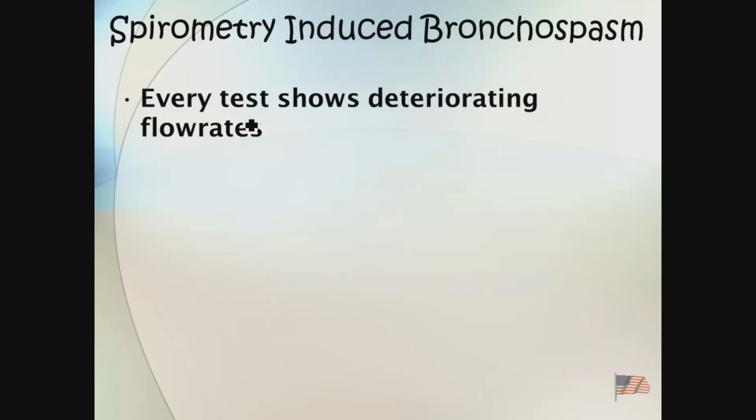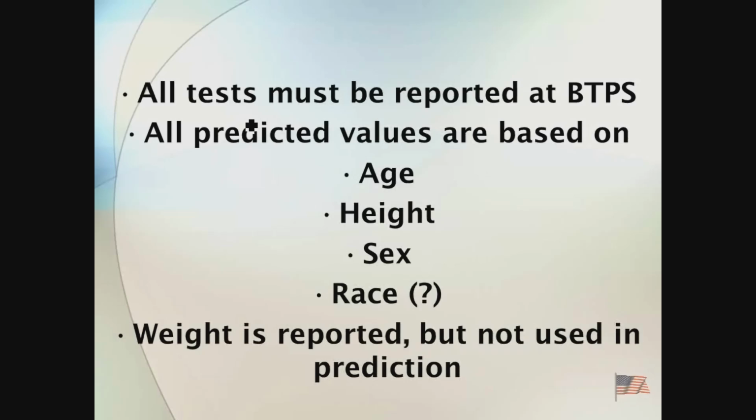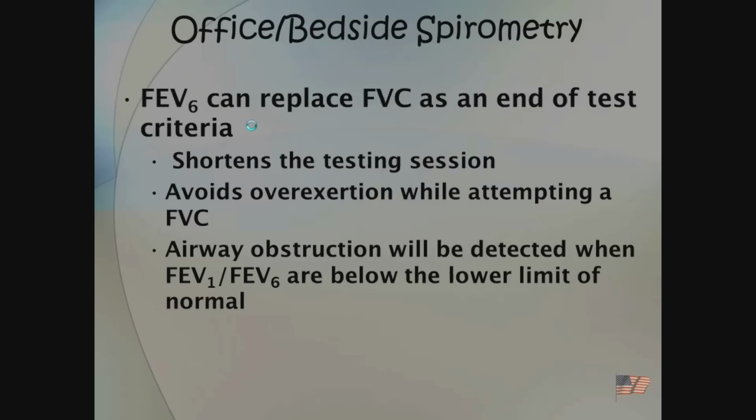All right. When you're seeing deteriorating flow rates, you may have a situation where basically your testing is inducing bronchospasm. And that's something that you need to document in the process and obviously treat the bronchospastic episode. We're going to report these at BTPS. We're measuring them at ATPS, which means I have to have a conversion factor there. The computer does that naturally, but it means that we have to know what the barometric pressure is and what the room temperature is that we're doing these measurements in. Okay.